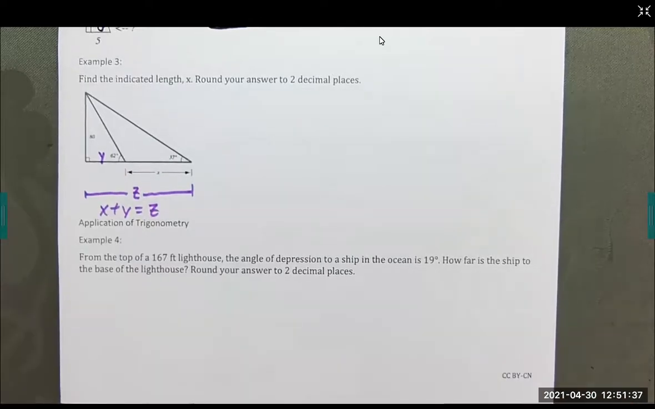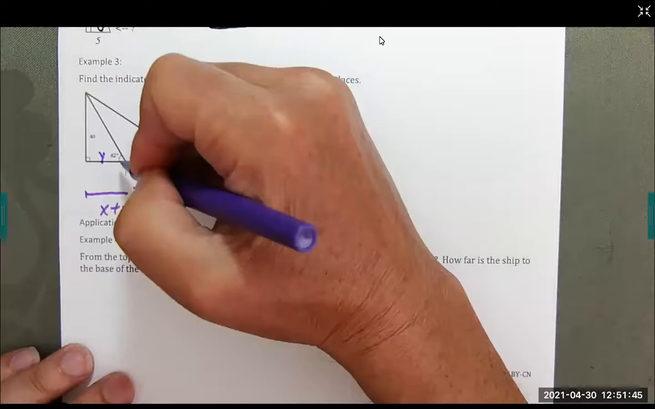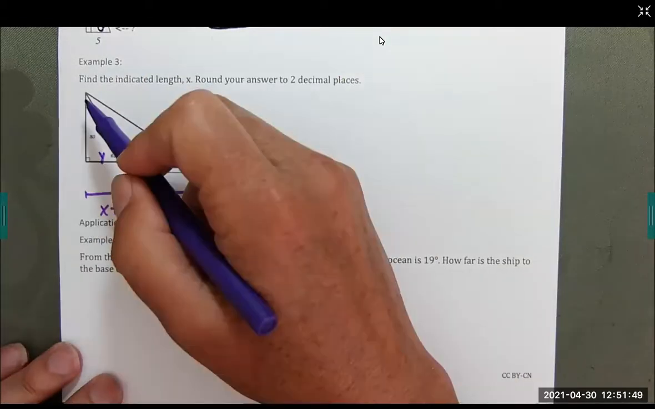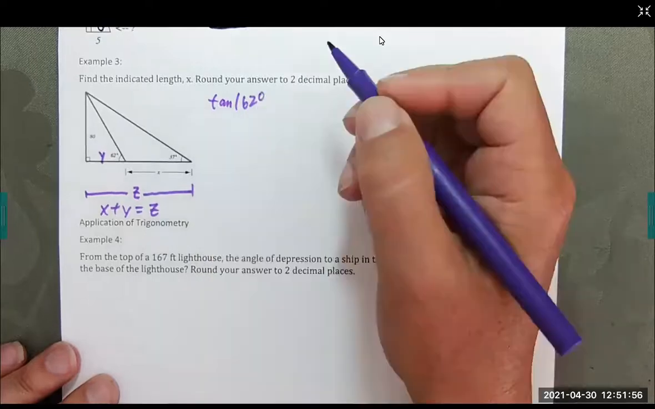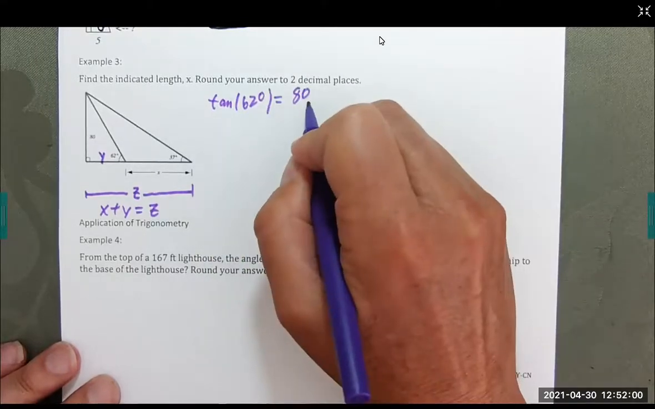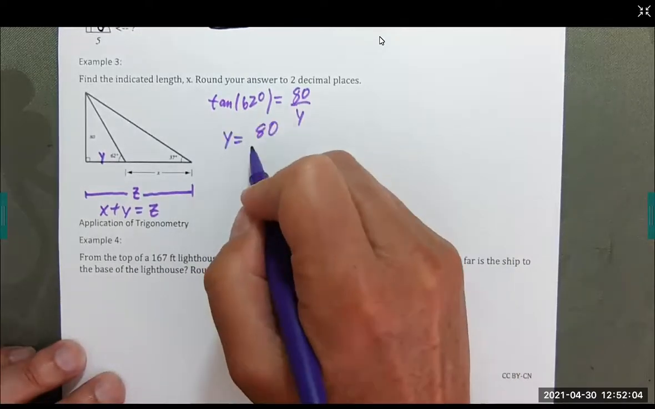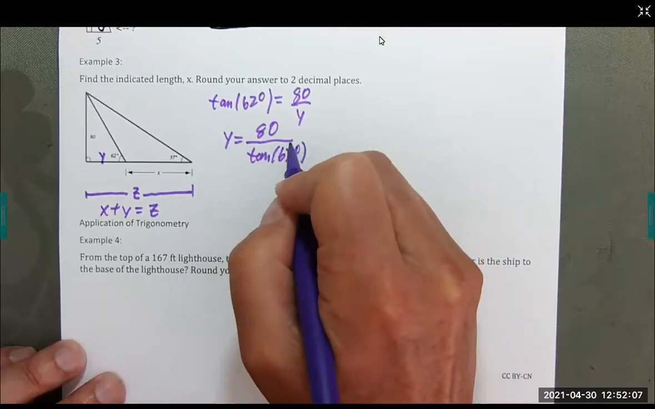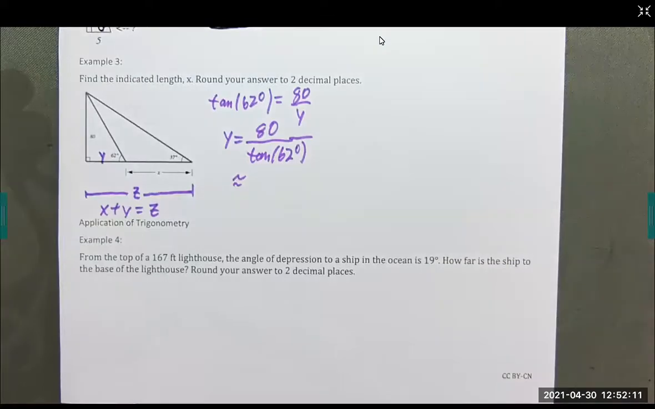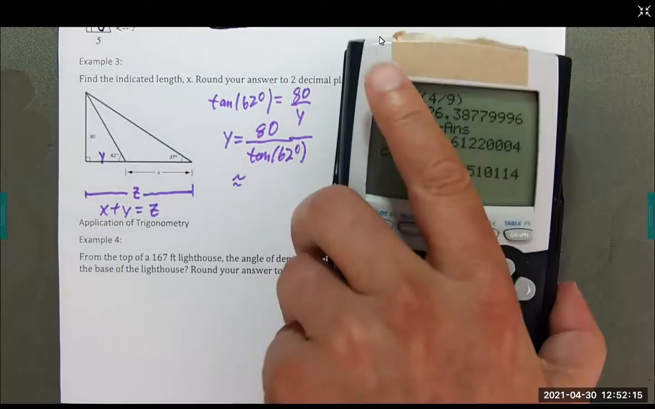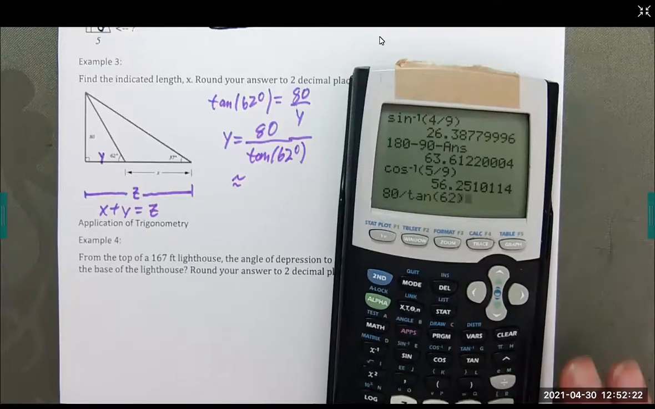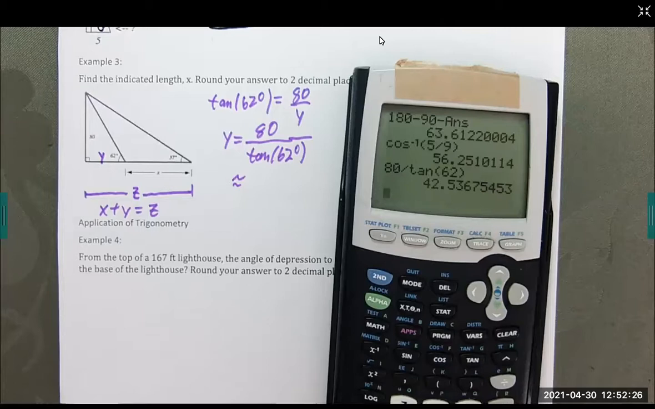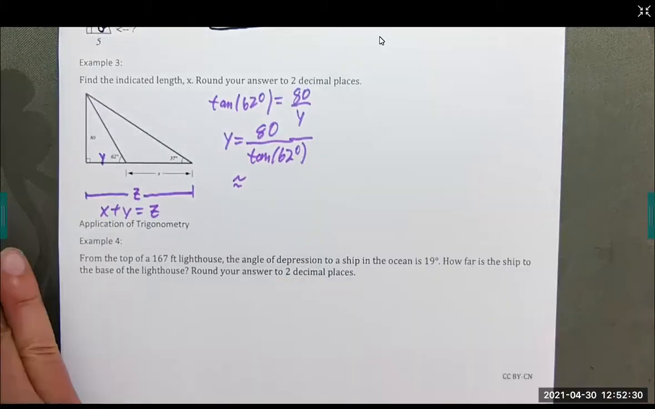So I'm going to start with the little triangle to figure out what Y is. For this little triangle, I have the angle is 62, the opposite is 80, and the adjacent is the unknown. So tangent of 62 degrees should equal the opposite, 80, over Y, which means Y is 80 over the tangent of 62 degrees. Let's see what we get there. 80 divided by tangent 62 degrees. There you go. Now you should be doing all these with your calculator while you're watching this video for the practice.